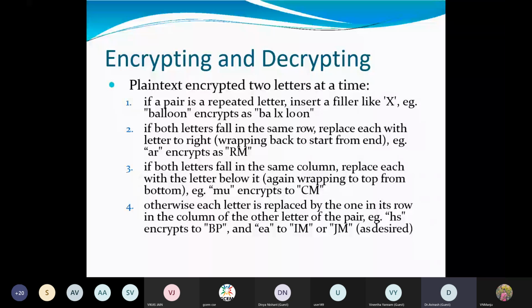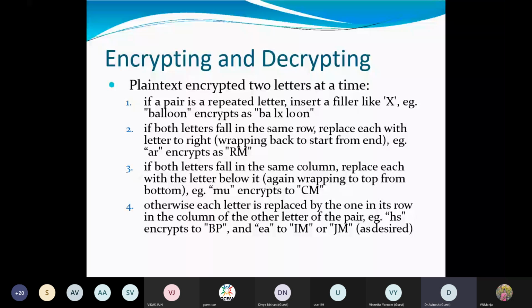If both letters fall in the same row, replace each with the letter to its right. For example, we can wrap back to the start from the end. And if both letters fall in the same column, then we replace each letter with the one below it. Otherwise, each letter is replaced by the one in its own row and the column of the other letter.